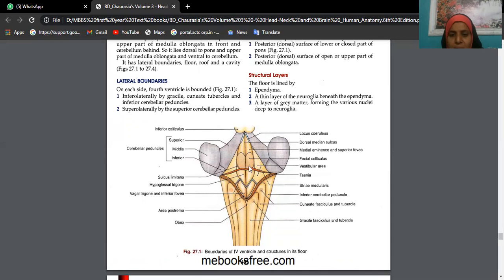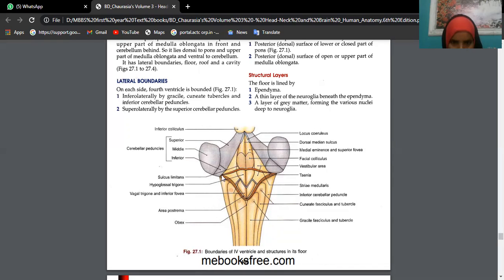In the upper half, the posterior aspect of the pons, the features we see are the facial colliculus, above which this whole midline fold is the dorsal median sulcus. On either side of the dorsal median sulcus, the elevated area is the medial eminence. As you go up, you find a bluish area called the locus ceruleus. This area has underlying cranial nerves, that's why the facial colliculus. This area will have the vestibular area, the eighth cranial nerve.